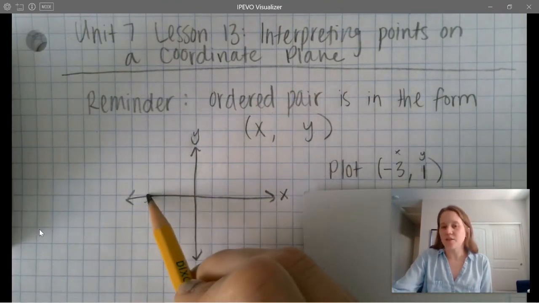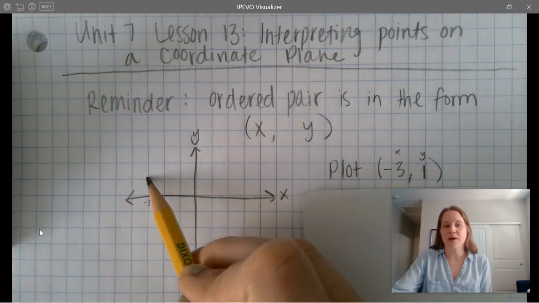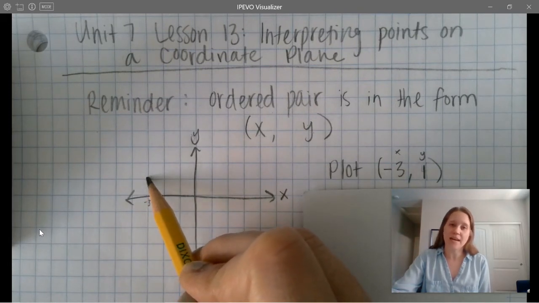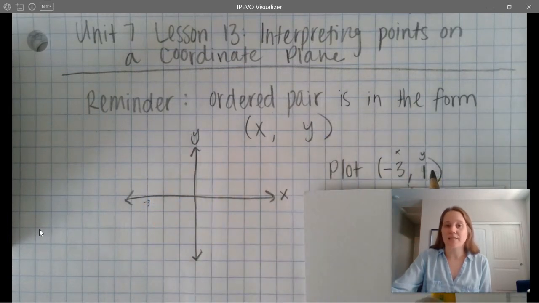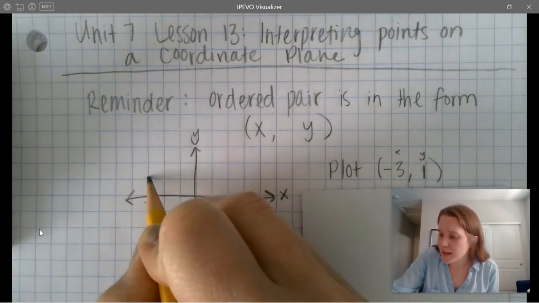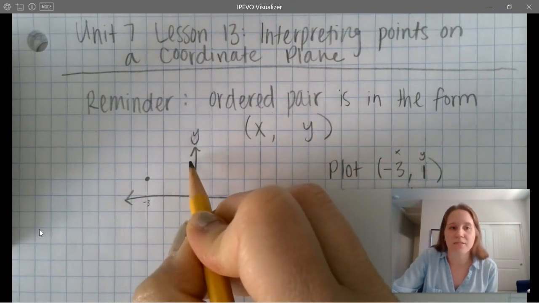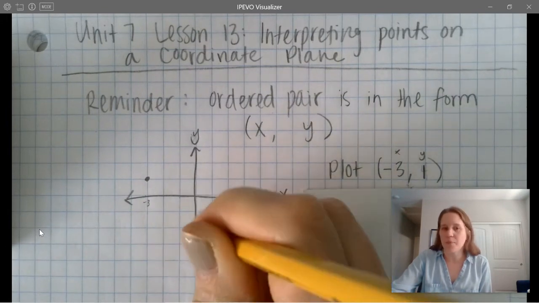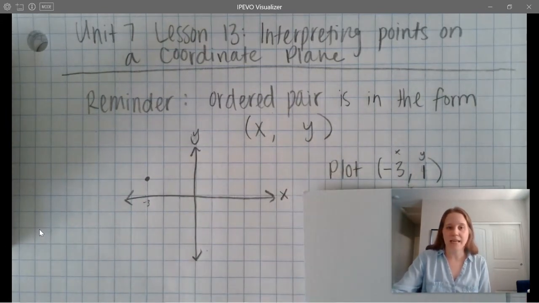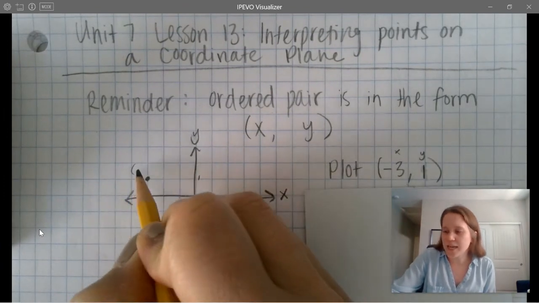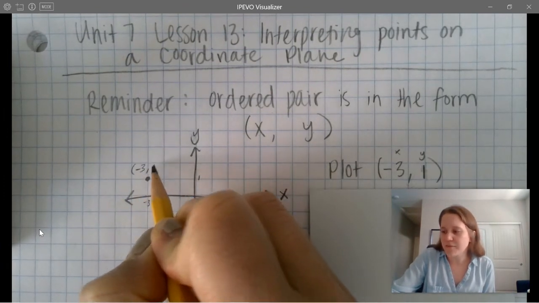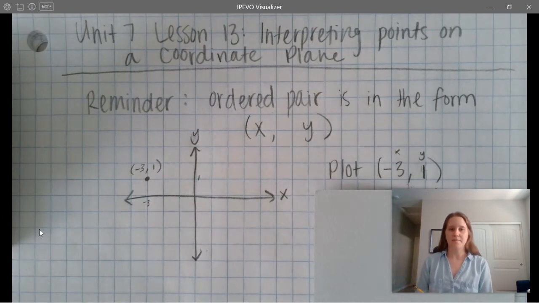But the point is not here. I also need a +1 on my y-axis, so I'm going up. Why am I going up, not down? I'm going up because this y value here is a +1. So I've got to go in the positives, and we know above 0 on the number line is positive, and below 0 on a vertical number line is negative. So go ahead and plot that point, and please label it with its ordered pair. This is (-3, +1).